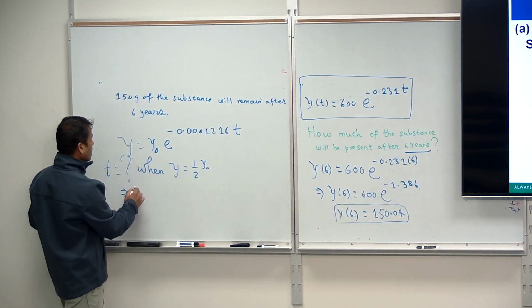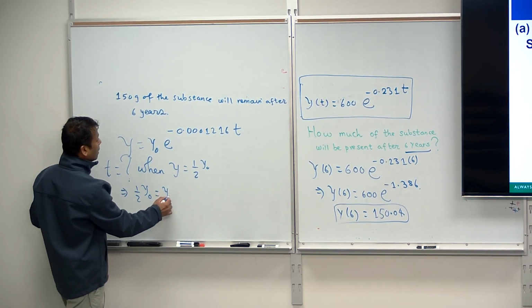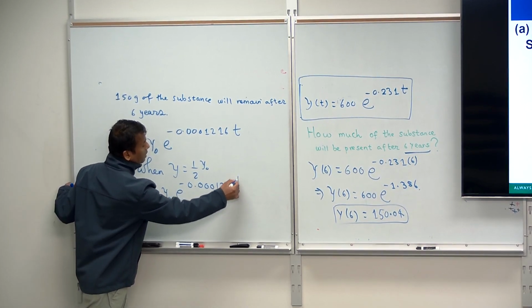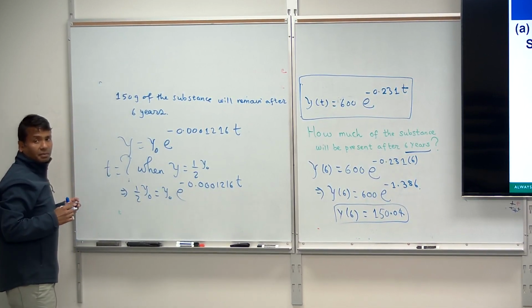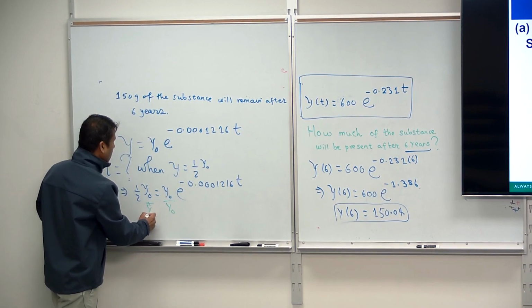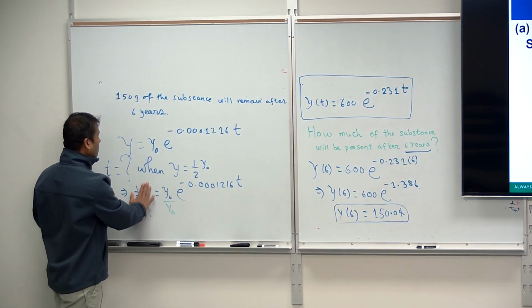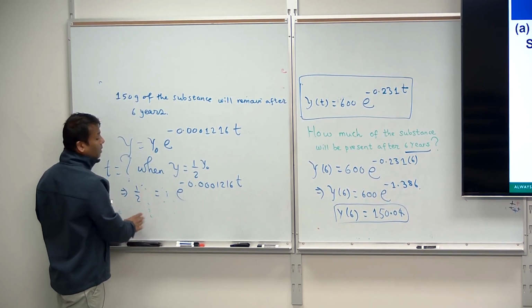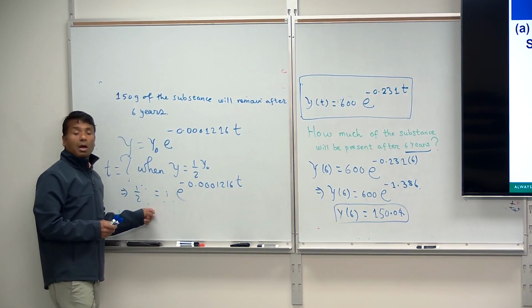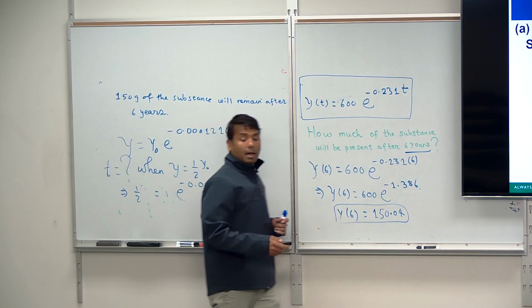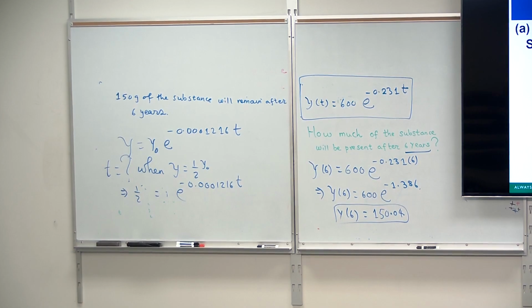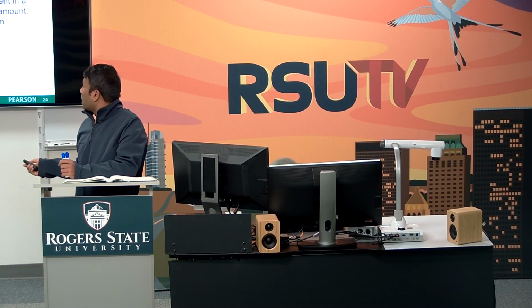So y equals half of y0 equals y sub 0 e to the power negative 0.0001216t. Right? And you divide both sides by y sub 0. So this is gone, right? Cancel, and this is gone. And then you take natural log on both sides, and that will give you the value of t.